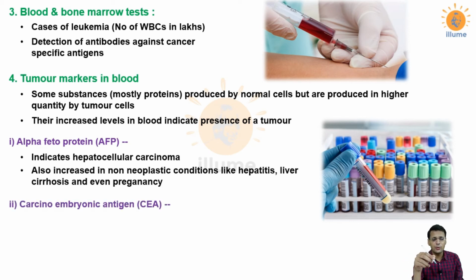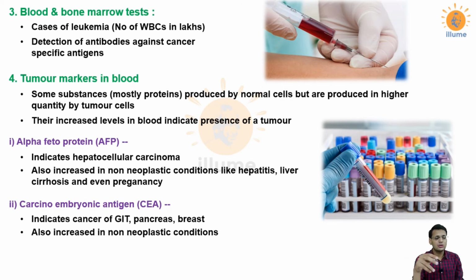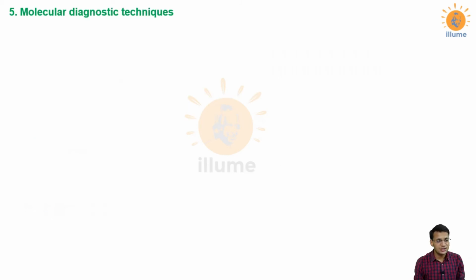Next is carcinoembryonic antigen. This is also a tumor marker, and this indicates the cancers of the gastrointestinal tract, pancreas and breast, and this is also increased in non-neoplastic conditions.